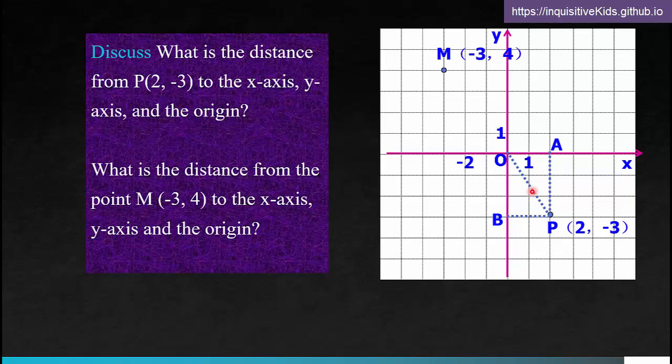M is right here. M is (-3, 4). So we can use the same thing. N and H. So we create these 2 points by drawing perpendicular lines from the point M to both the x and y axes. And then we use the Pythagorean theorem from Unit 1 to create, again, that direct diagonal.